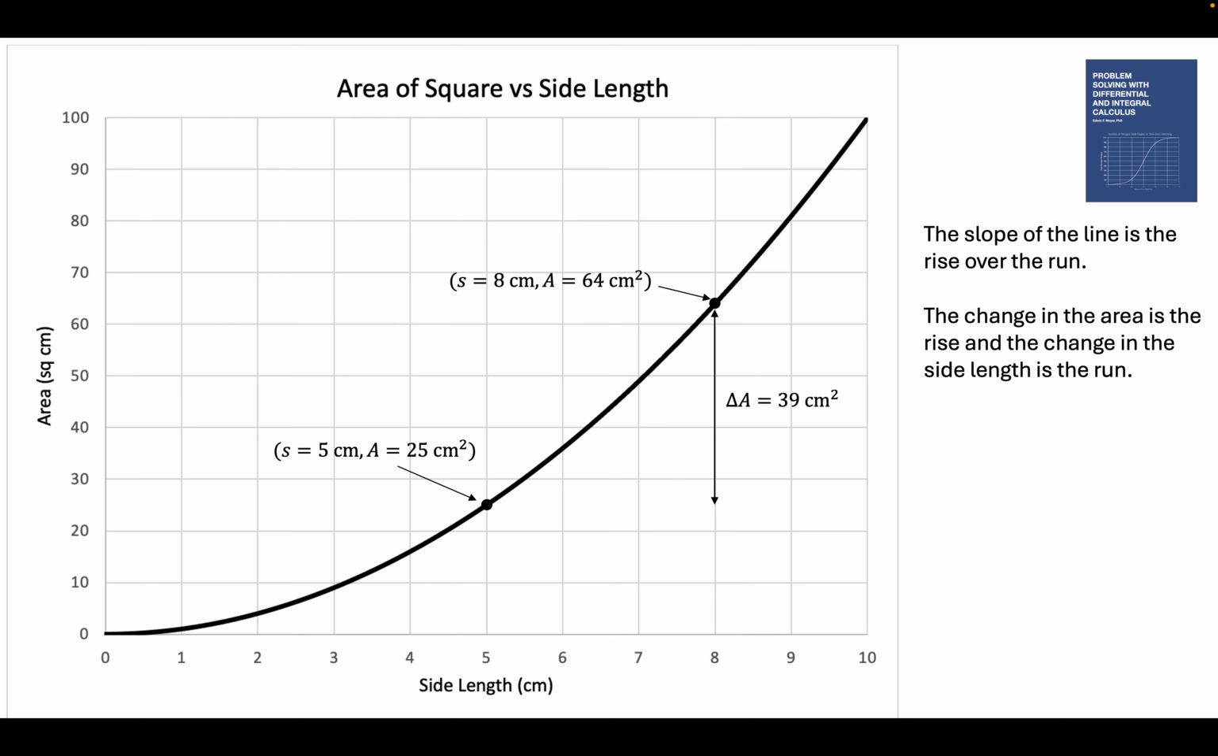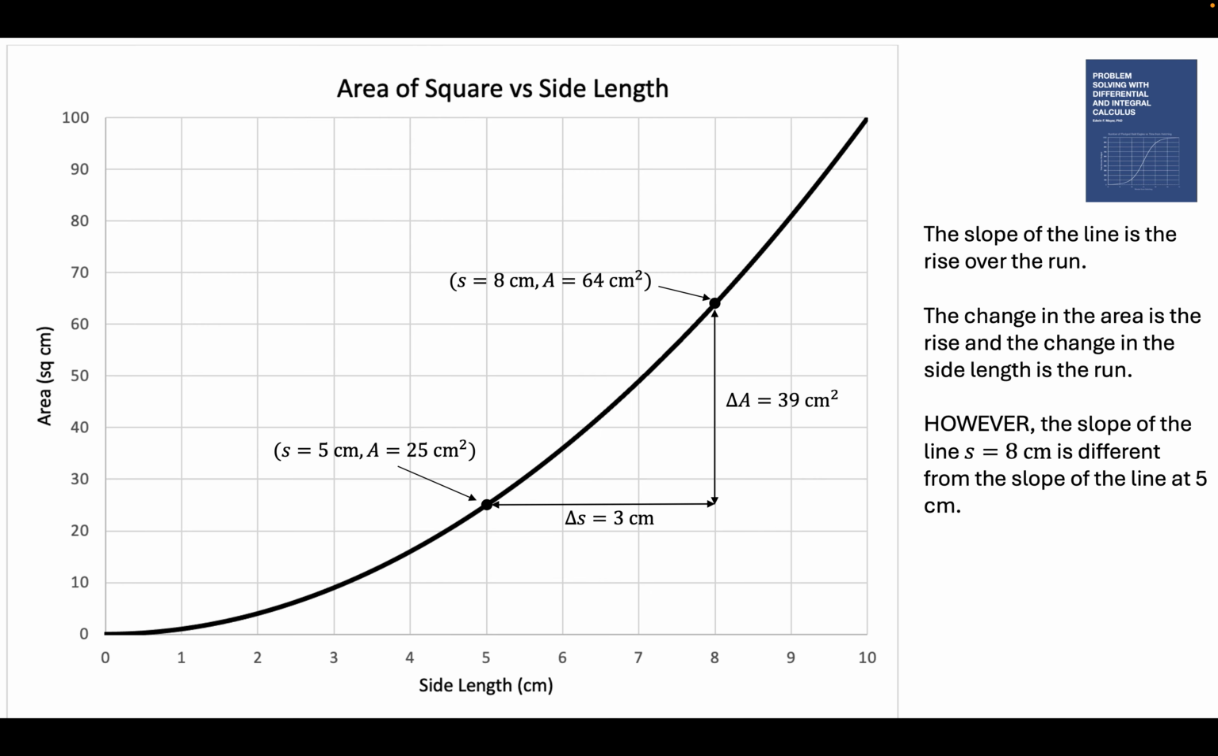So for those 2 points, we can put them in. Delta A is 39 square centimeters. Delta S is 3 centimeters, the change in the side length, or the difference in the side length. The problem is the slope's different. It's a lot steeper at 8 centimeters than it is at 5 centimeters. If we get the slope by just mindlessly dividing 39 square centimeters by 3 centimeters, that's neither the slope at 5 centimeters nor at 8 centimeters.